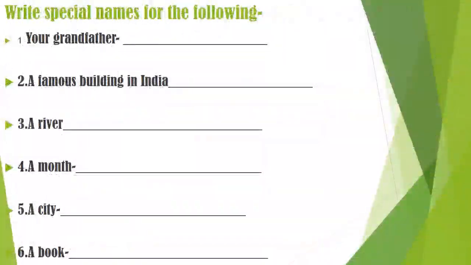Next question is special names for the following. You have to write down the special names, means proper nouns for the following. As I already told you in the previous lecture what is a common noun and what is a proper noun. So here you have to write down the proper noun, that is special names. First one is your grandfather. So you have to write down the name of your grandfather. As I told you that proper nouns always begin with a capital letter. So the name of your grandfather will begin with a capital letter.